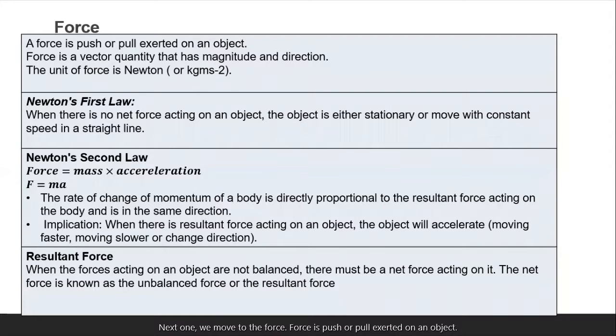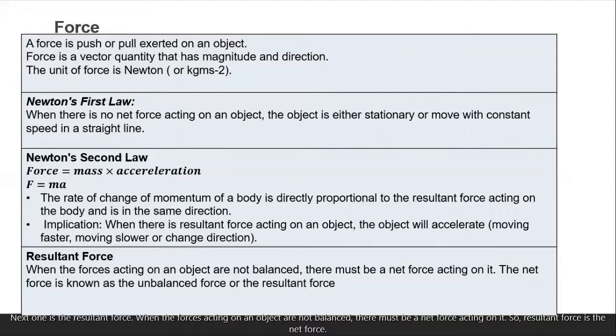Next one, we move to the force. Force is a push or pull exerted on an object. So it is a vector quantity which has magnitude and direction. We know that the unit of force is Newton. So we look at Newton's first law. When there is no net force acting on an object, the object is either stationary or moves with constant speed in a straight line. For Newton's second law, just remember it as F equal to ma. m is mass, a is acceleration. That is the very basic thing.